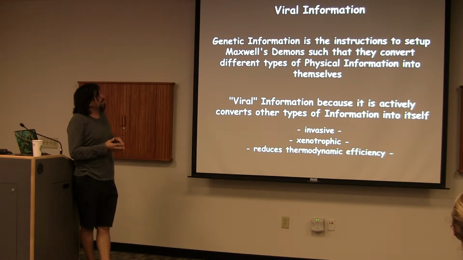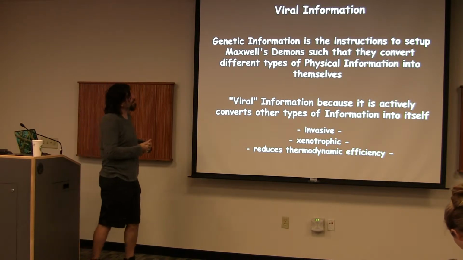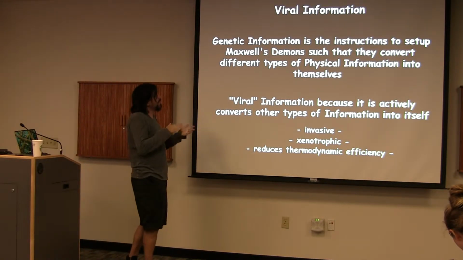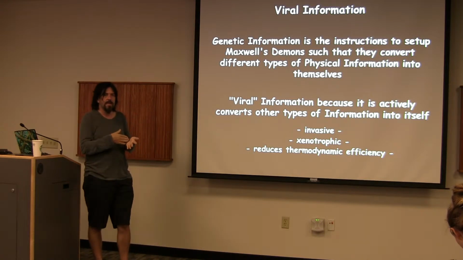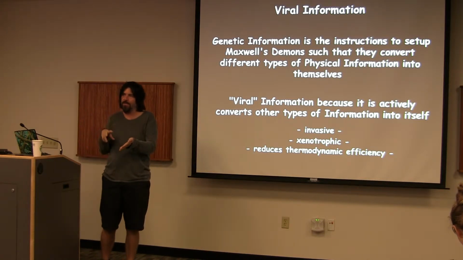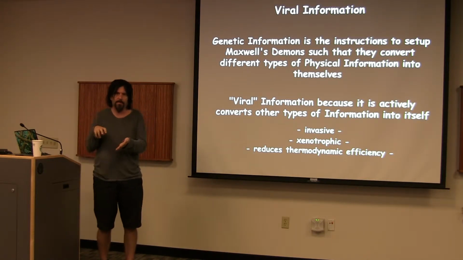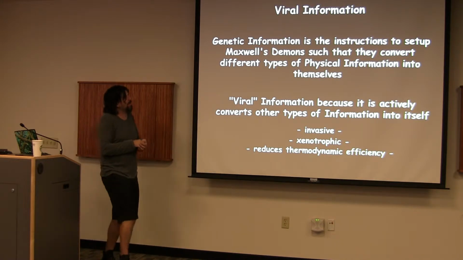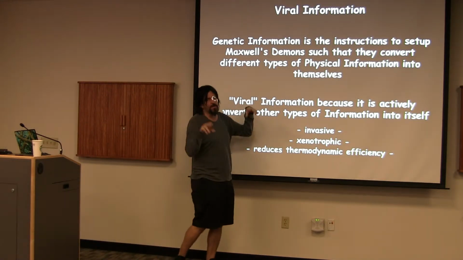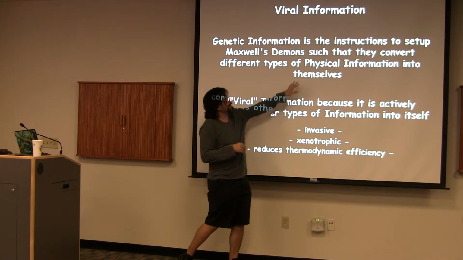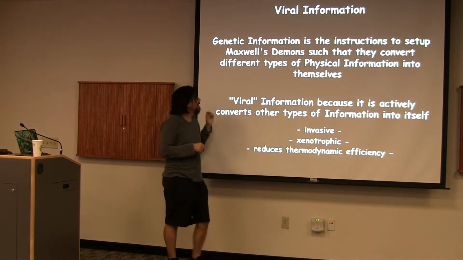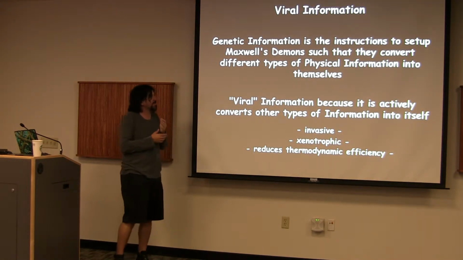All right, so this is viral information, okay, and this is basically this link between what we're seeing genetically and this physical information. So what I'm going to argue, at least for this part of it, is that genetic information is just the instruction set that sets up all of those Maxwell demons. And what they're doing is they're converting physical information, so the universe, into themselves. And we'll go back to this in just a second.